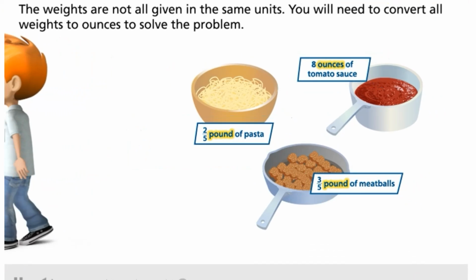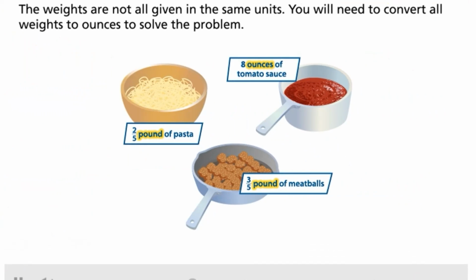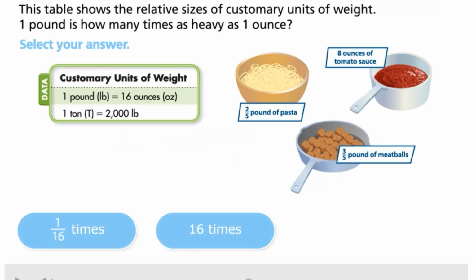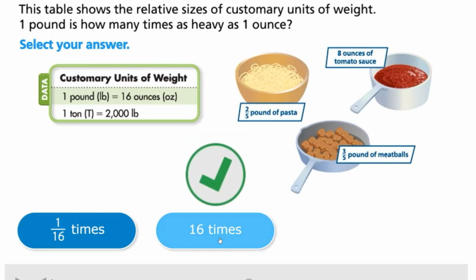The weights are not all given in the same units. You will need to convert all weights to ounces to solve the problem. This table shows the relative sizes of customary units of weight. 1 pound is how many times as heavy as 1 ounce? Select your answer. So here, if we're moving from pounds to ounces, we want to find out 1 pound is how many times as heavy as ounces. So 1 pound is 16 times as heavy.